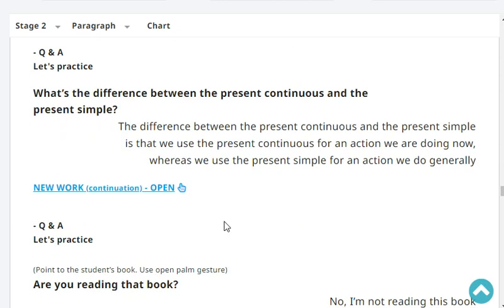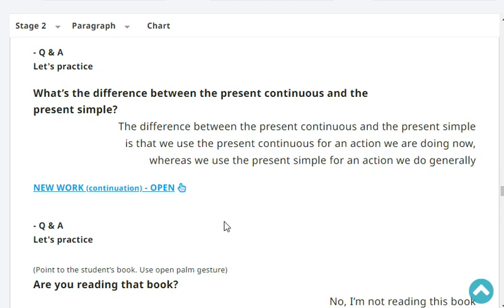Okay. Let's practice. What's the difference between the present continuous and the present simple? The difference between the present continuous and the present simple is that we use the present continuous for an action we are doing now.